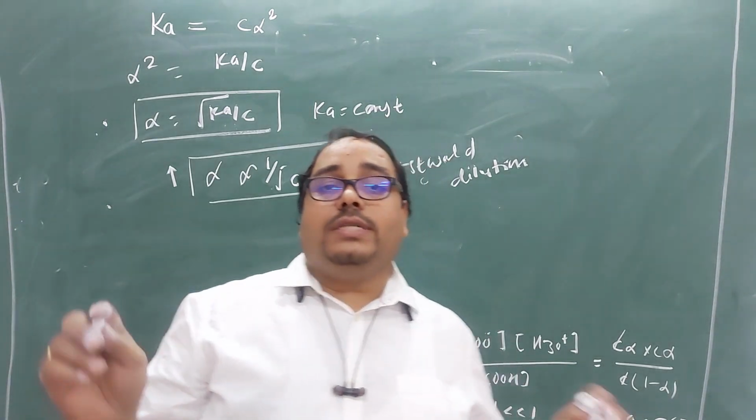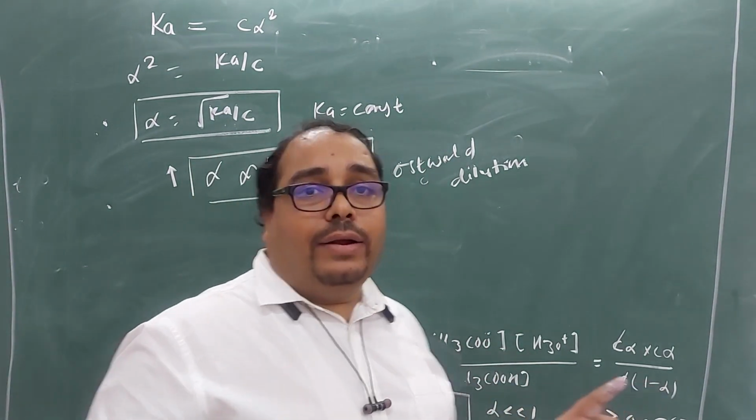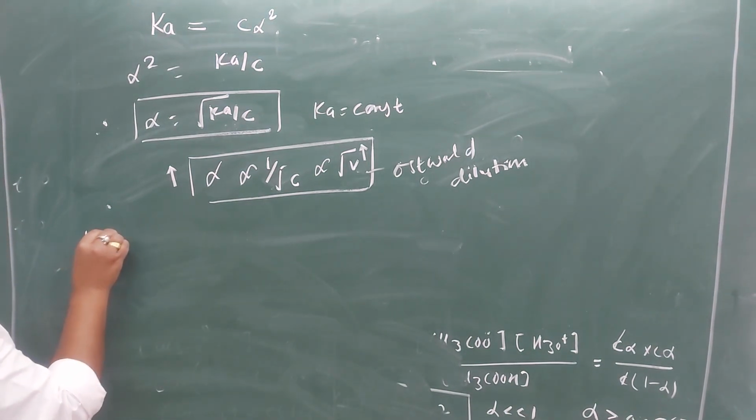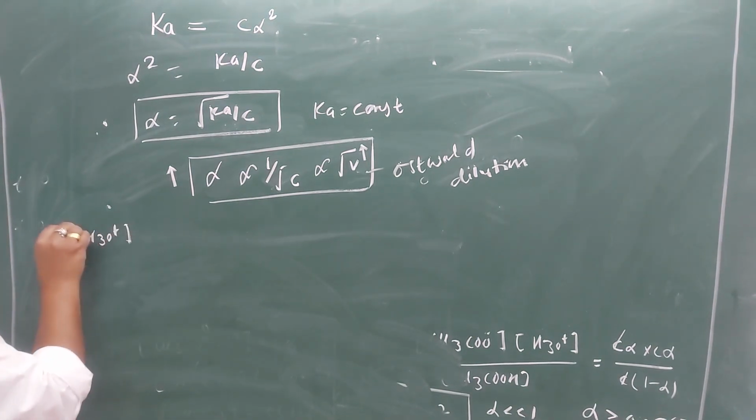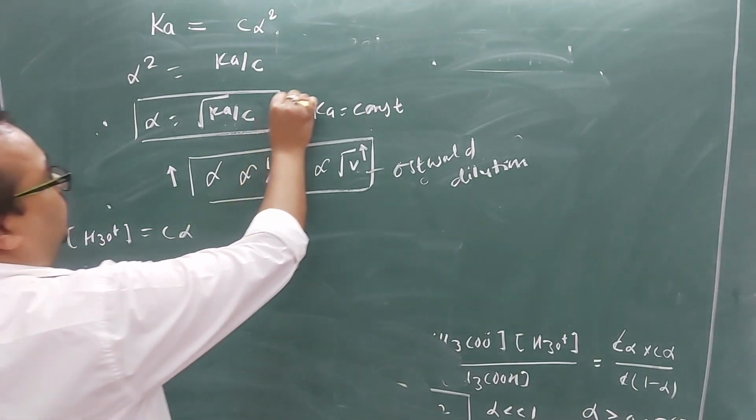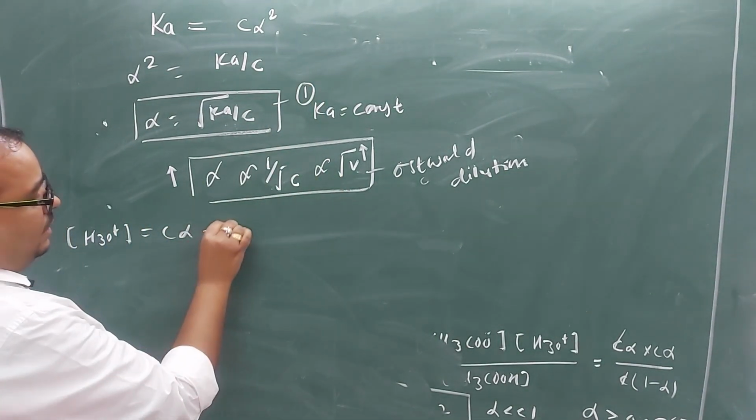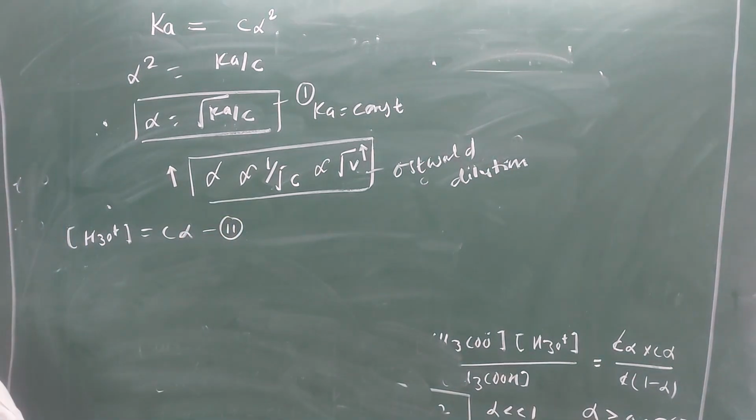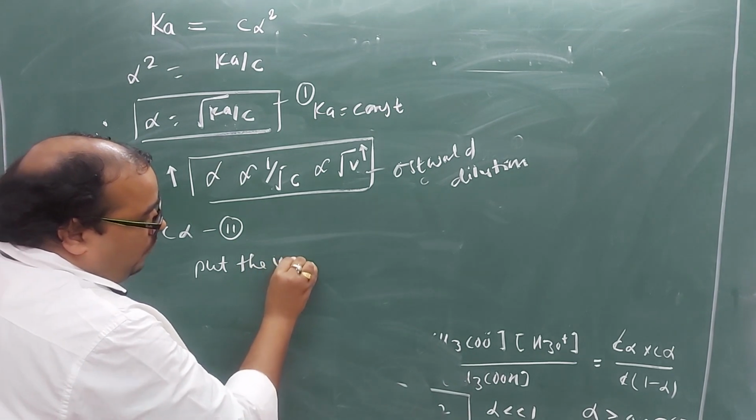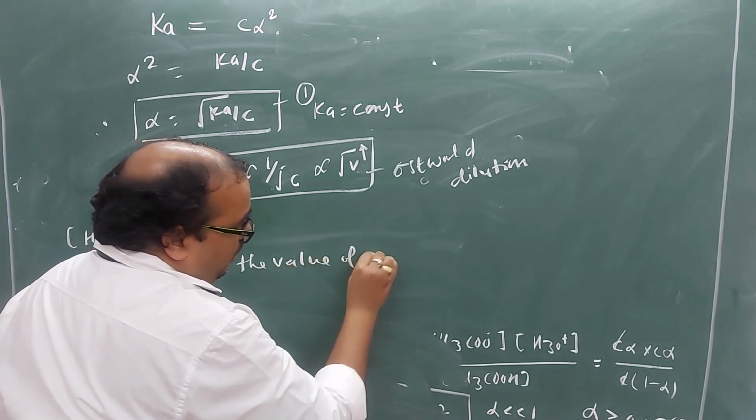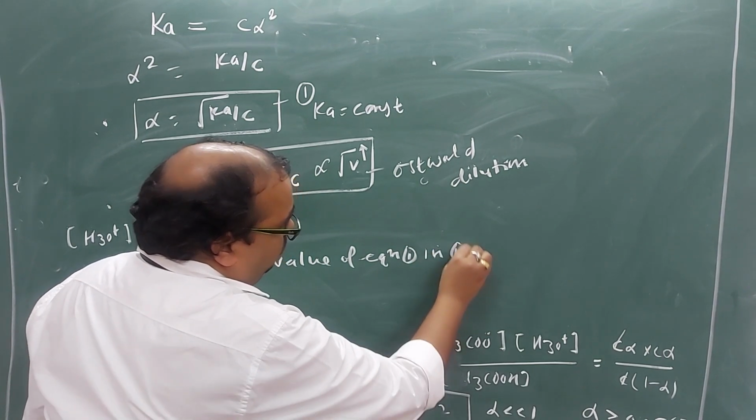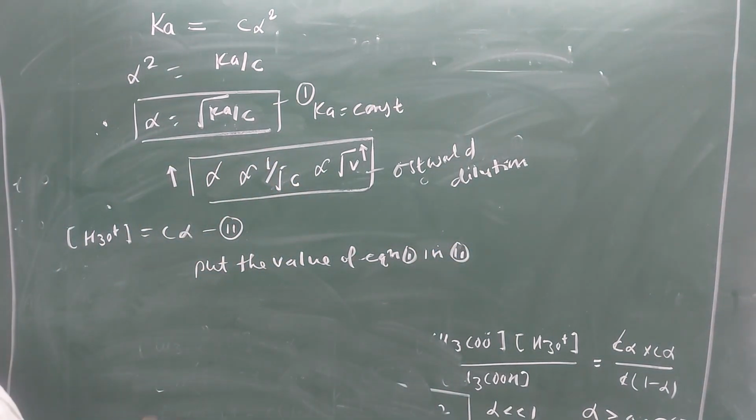So for the calculation of pH, we require the hydrogen ion concentration. So we can write here that hydronium ion concentration is equal to C alpha. Is it okay? Take equation 1, this one, or take equation 2. So put the value of equation 1 in equation 2. So what will happen?